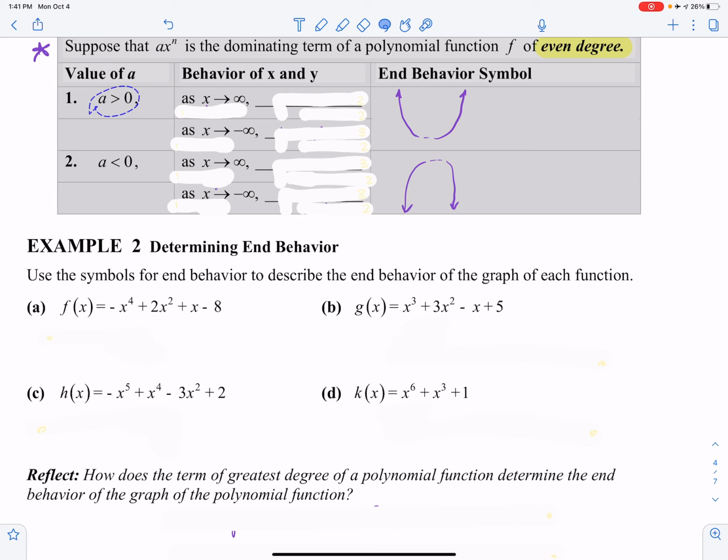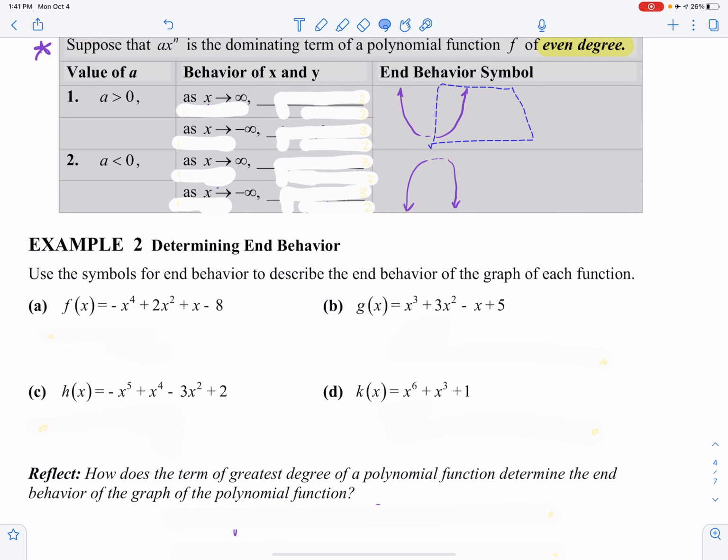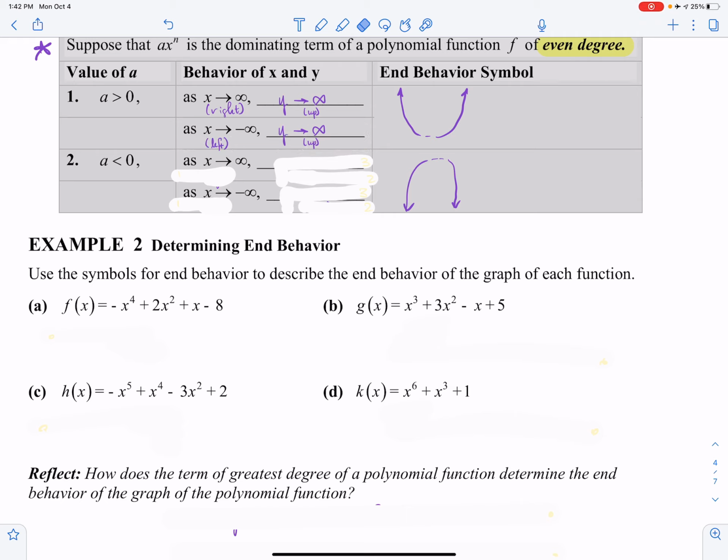So once again, as x is approaching infinity, so x is going towards the right, what is y doing? Well, y is going up. So we have x's going towards the right, y is going up. What does that look like? Y is approaching positive infinity. On this other one, x's are going towards negative infinity. Well, as x goes towards negative infinity, which is the left, what are y's doing? Well, y's are still going up. So as x goes to the left, y is going up. So it's going to be y is approaching, again, positive infinity.